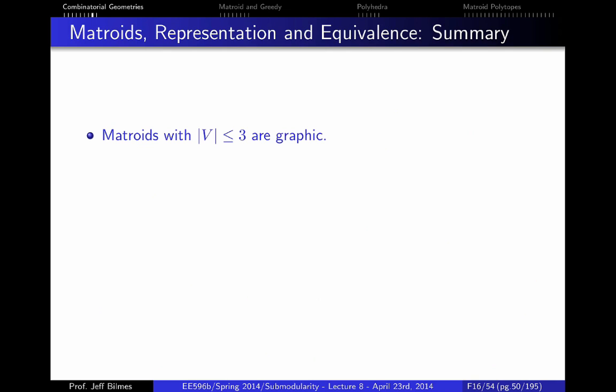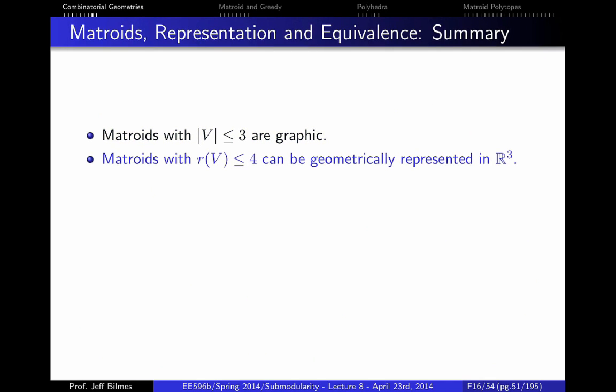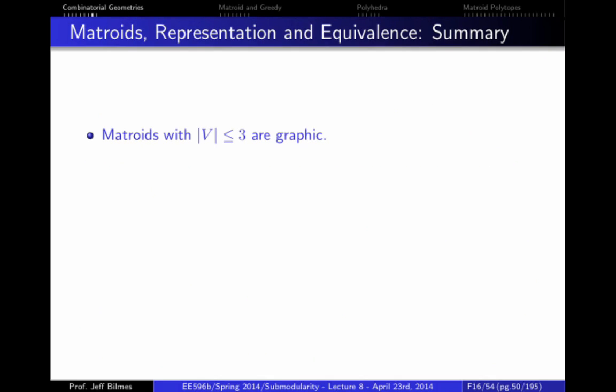I have a feeling that it's not sufficient. I have a feeling that there's something that we can't do, but I can't come up with an example right now. So this is just a summary.